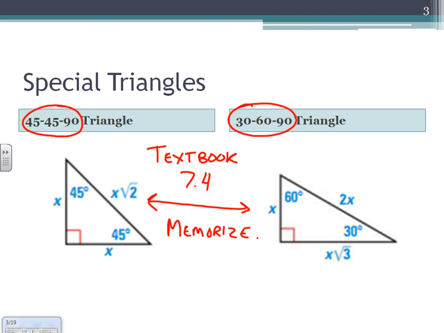Yeah. Okay. Ernest? The 90 is right here. Remember that a right angle is 90 degrees. So Ernest asked, he looked at the first triangle, he saw 45, 45, and he said, where did I get the 90? Well, the 90 is right here at the right angle. Notice that these names refer to the angles, okay? So the first one you have a 45, 45, 90. The second one you have a 30, 60, 90.